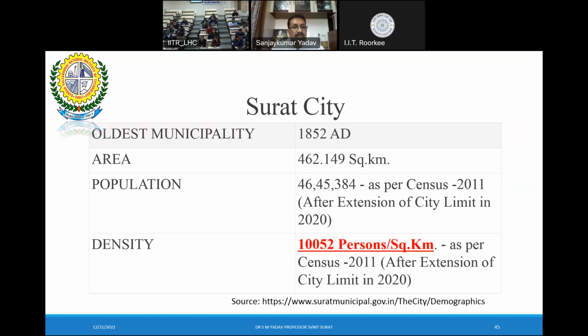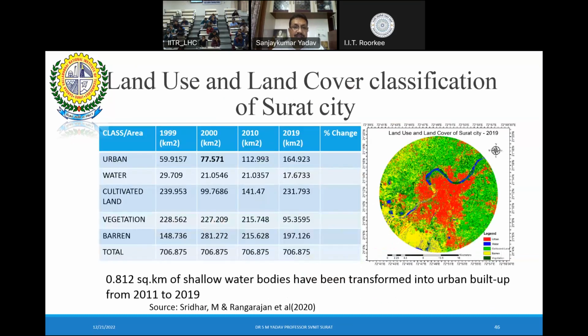The oldest municipal corporation, established in 1852 AD, has an area of 462.149 square kilometers. The population of Surat city is 46 lakhs 45,000 as per census 2011, and the current population may be around 60 lakhs. The density of population is 10,052 persons per square kilometer as per census 2011.